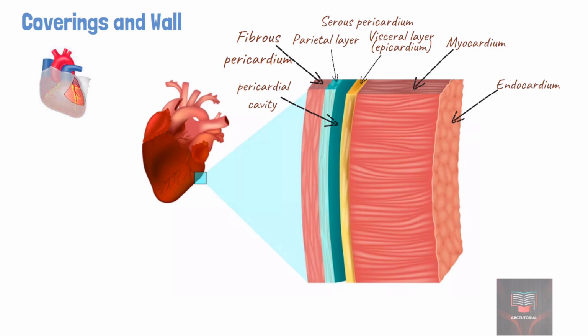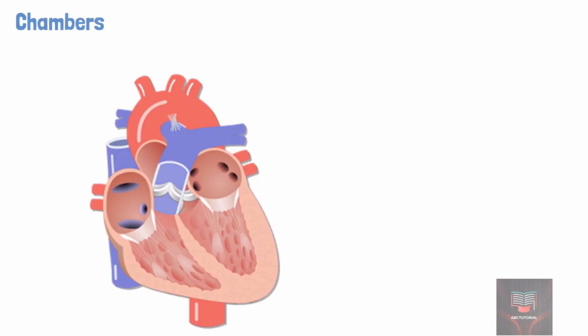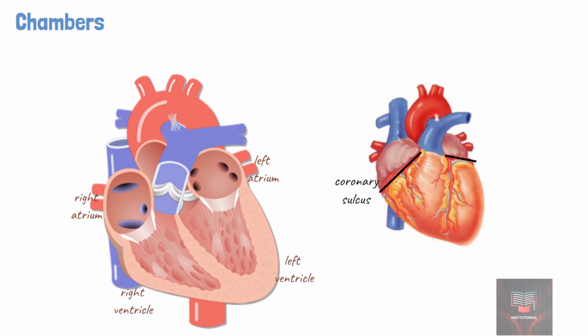The heart is made up of 4 chambers: the 2 superior receiving chambers, which are the right atrium and the left atrium, and the 2 inferior pumping chambers, the right ventricle and the left ventricle. The coronary sulcus marks the external boundaries between the atria and the ventricles, while the anterior and posterior interventricular sulci mark the external boundaries between the right and left ventricles.